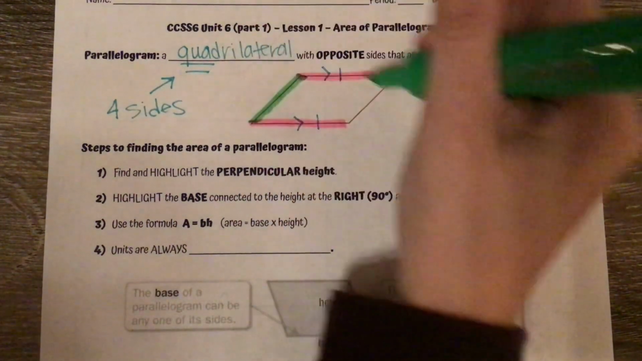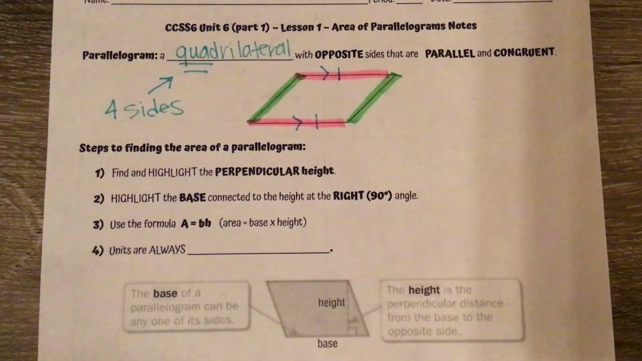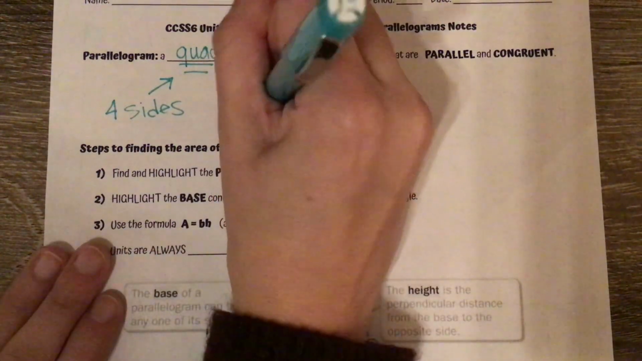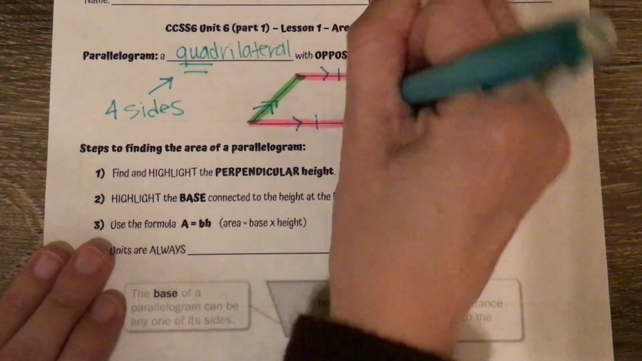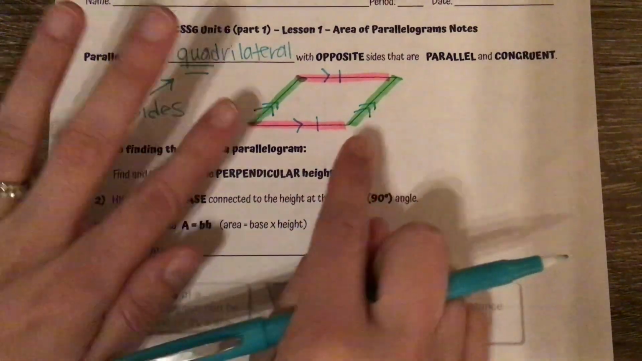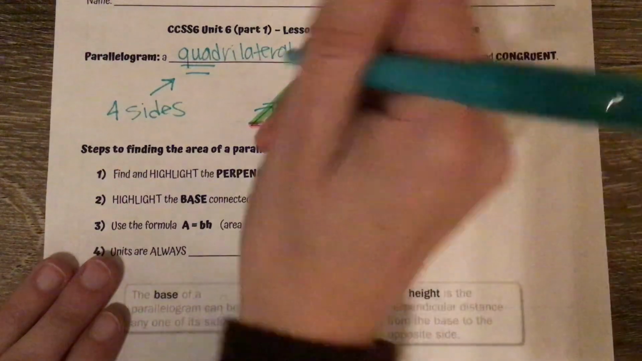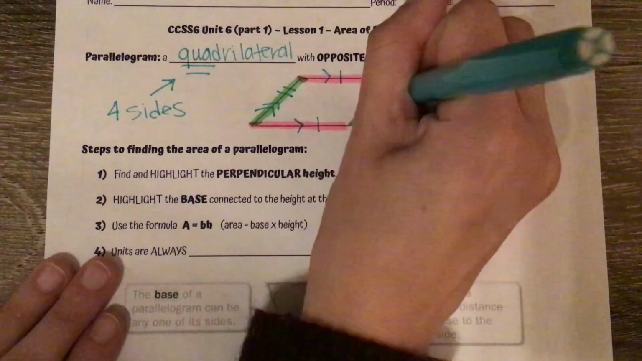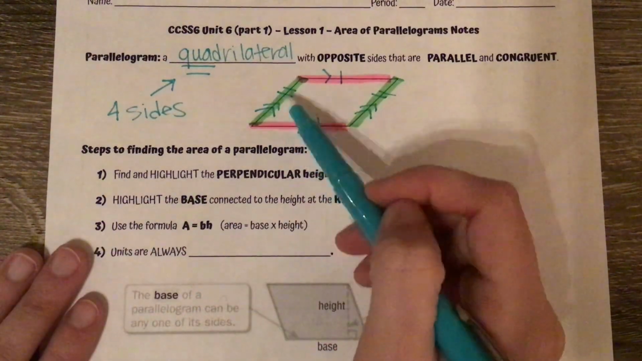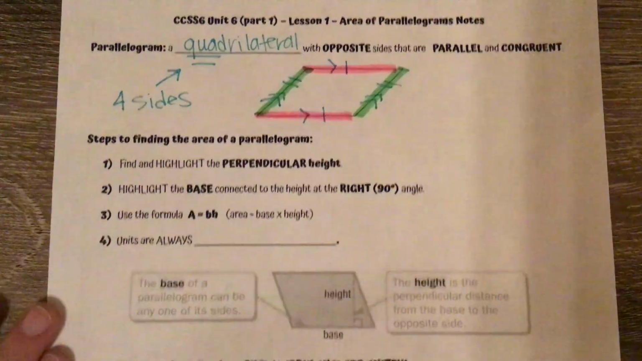And then the other opposite sides, my left side and my right side, are also parallel. I'm going to use 2 arrows now. Meaning, again, if these continue, they'll never intersect, and congruent. So this side length is equal to this side length.